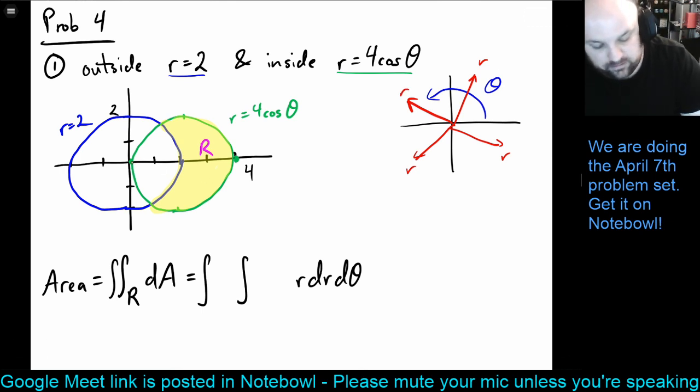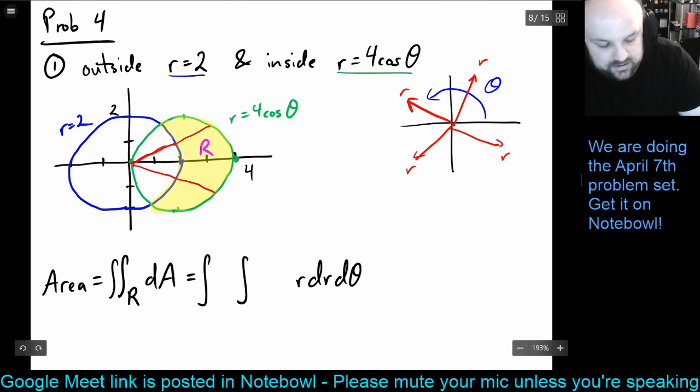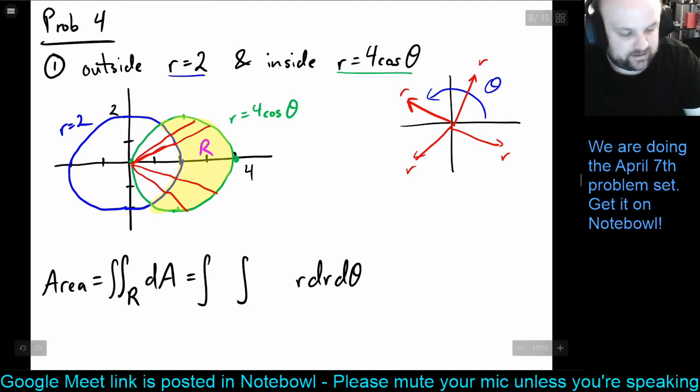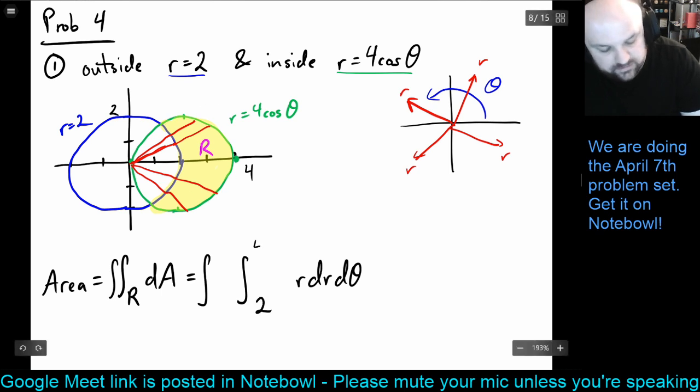So here, r starts at the origin. Let's say we go out along whatever angle this is. It hits the blue curve first, and then the green one. Start here, blue, then green. Since it's always hitting the blue first and then the green, that means the bounds are going to be the blue equation for r, which is 2, and then the green equation for r, which is 4 cosine theta.